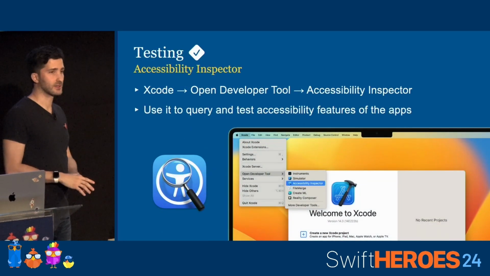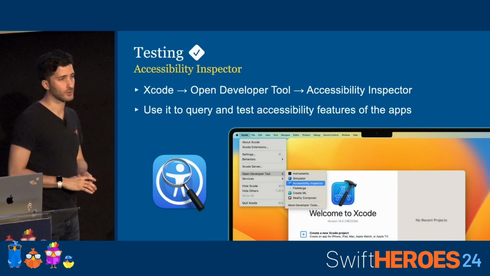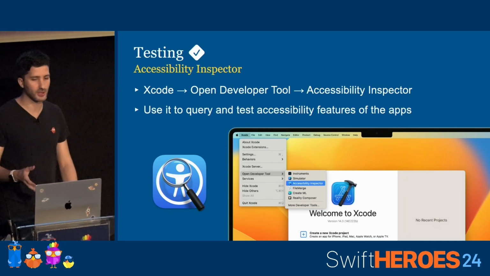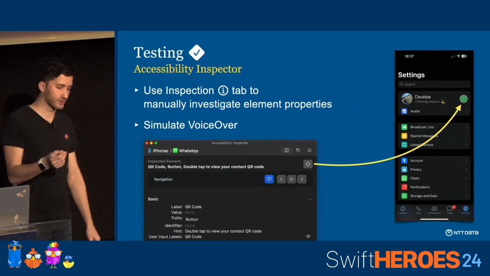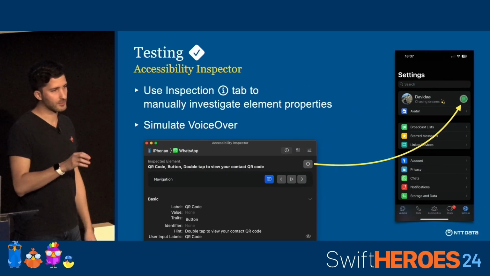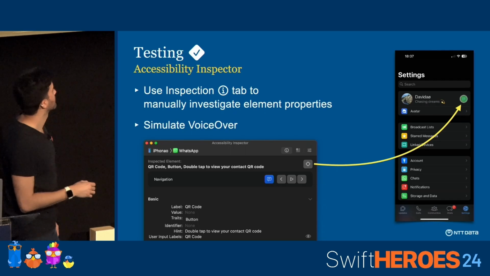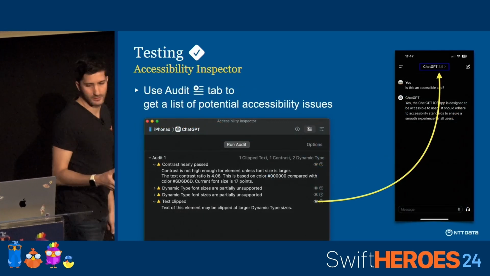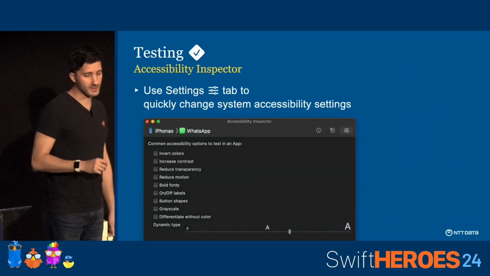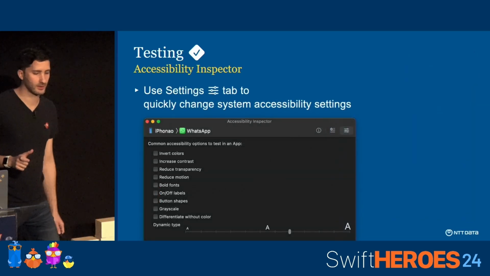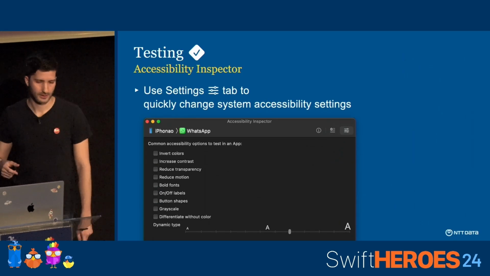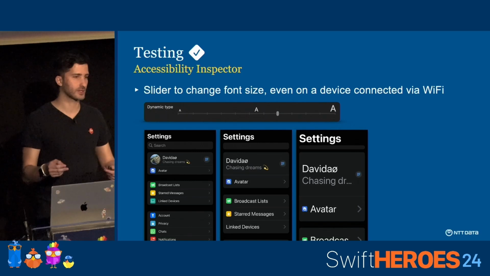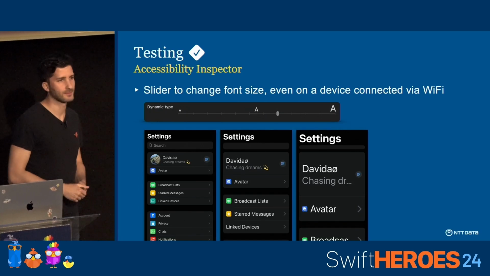And as I said, we have Accessibility Inspector integrated inside Xcode, and it offers us several ways to query and test accessibility features. For example, using the inspection tab, we can manually investigate element properties and simulate VoiceOver. With the audit tab, we can get a list of potential accessibility issues. And using settings, we are able to quickly change system accessibility settings. It also has a slider to rapidly change font size, even on a device connected via Wi-Fi. That's nice.